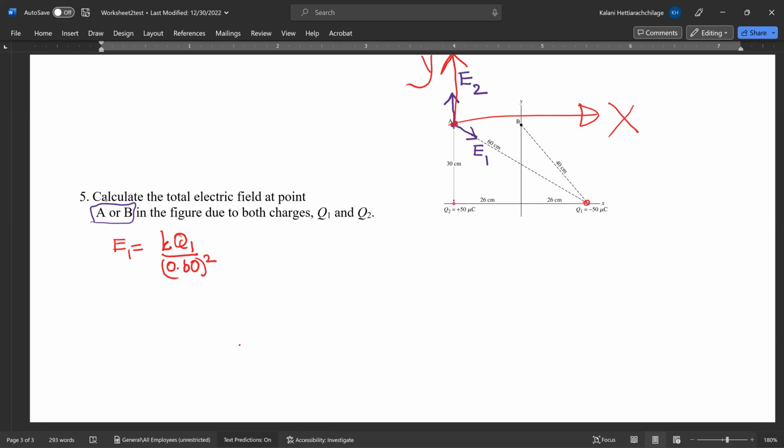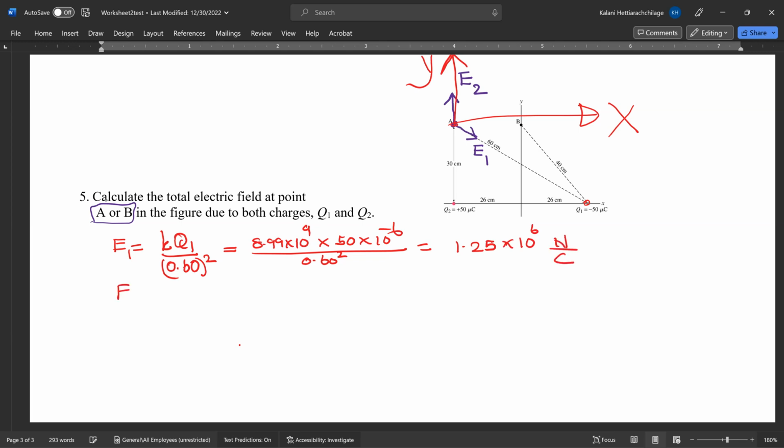I will just calculate this one, since we have all the information. K is 8.99 times 10 to the power 9 and Q1 is given in here as 50. Don't plug the negative in there. 50 times 10 to the negative 6 coulomb, divided by 0.60 and power 2. This will give me 1.25 times 10 to the power 6 Newton over Coulomb.